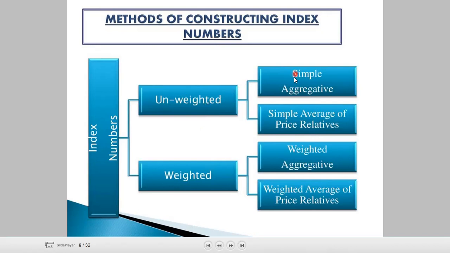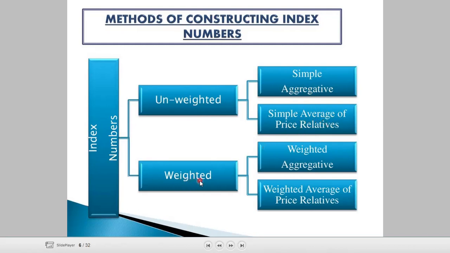They are of two types: simple aggregative method. Aggregative means average or sum, which is utilized for calculating index number. And simple average of price relative method. Here we give importance to the price of each and every item.